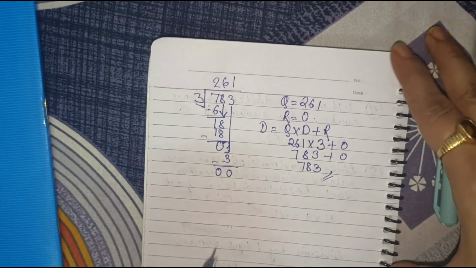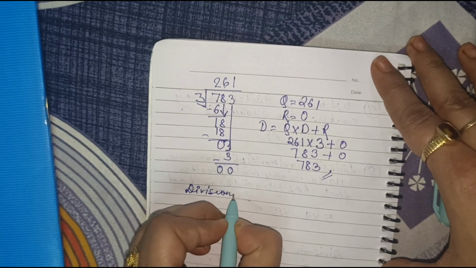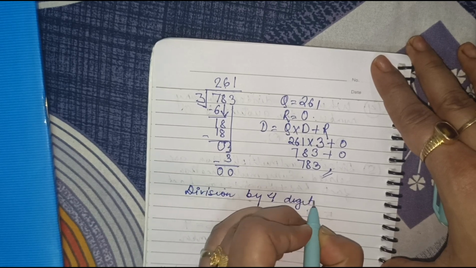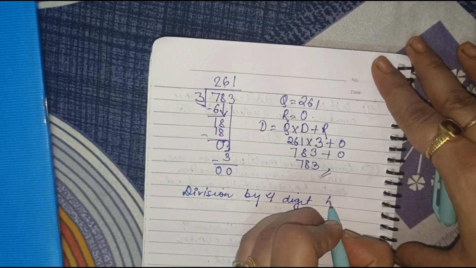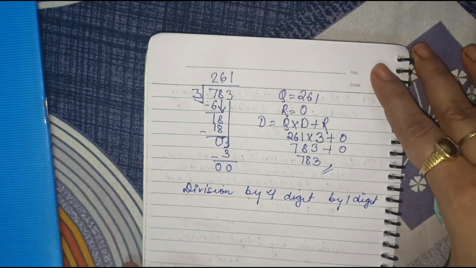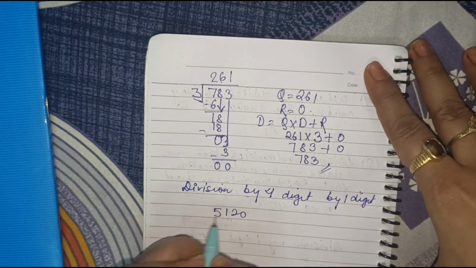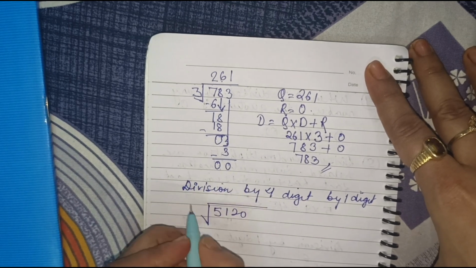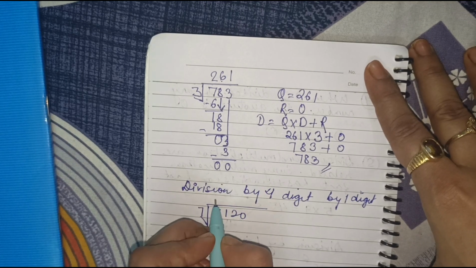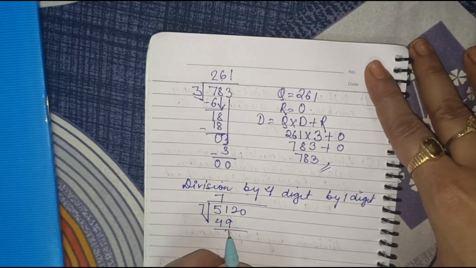Now we will do division of 4 digit by 1 digit. Now let's start. The number is 5120 by 7. So here we know that 7 sevens are 49. We are left with 2.